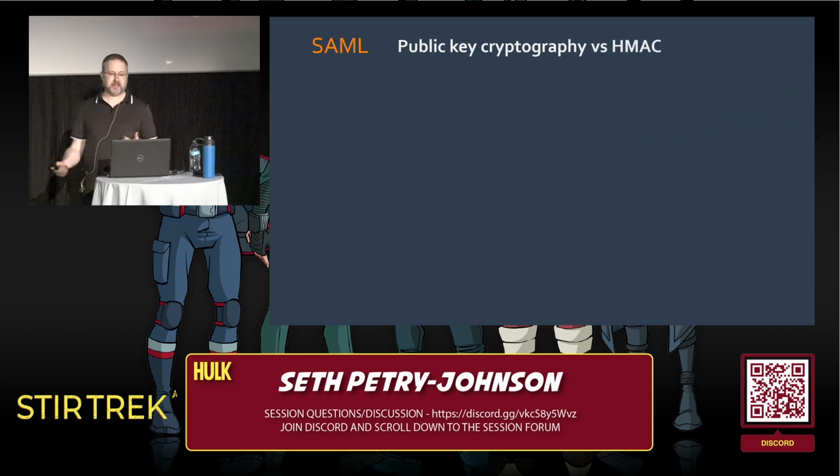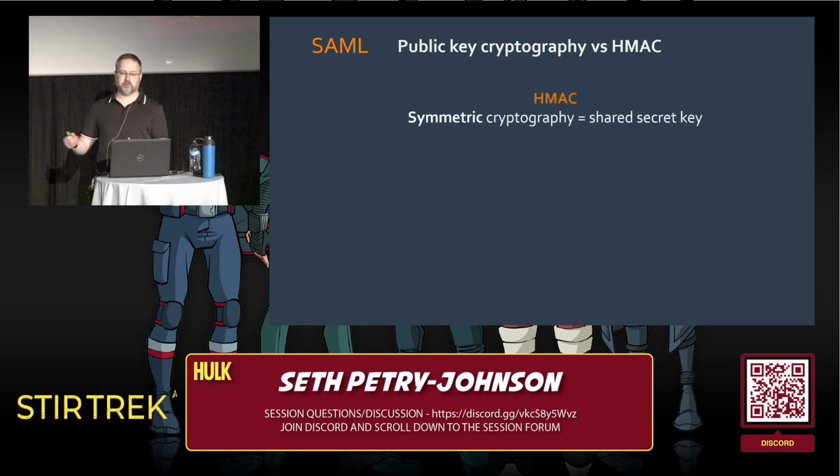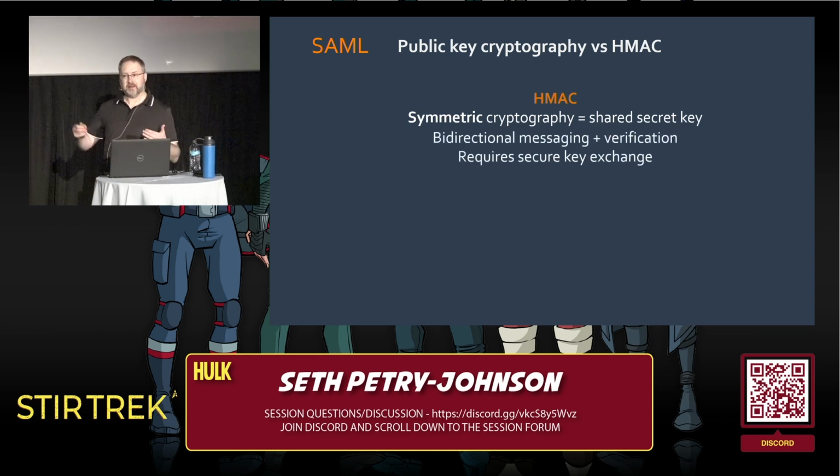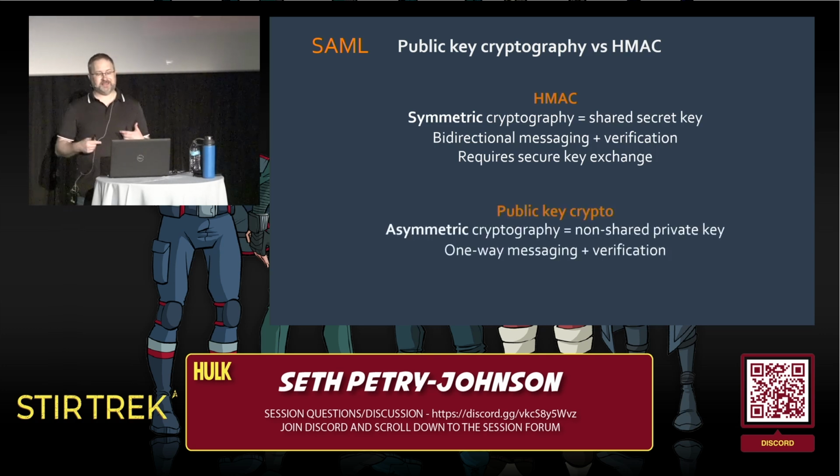This is similar to HMAC with one big difference. HMAC uses symmetric cryptography so that two parties have a shared secret key they both know. And that shared key means that either party can sign a message that can be verified by the other party, but they have to transmit that secret key between themselves in advance. Public key crypto is asymmetric because only one party knows the private key and can send the messages, but any number of other parties can get the public key and verify them.